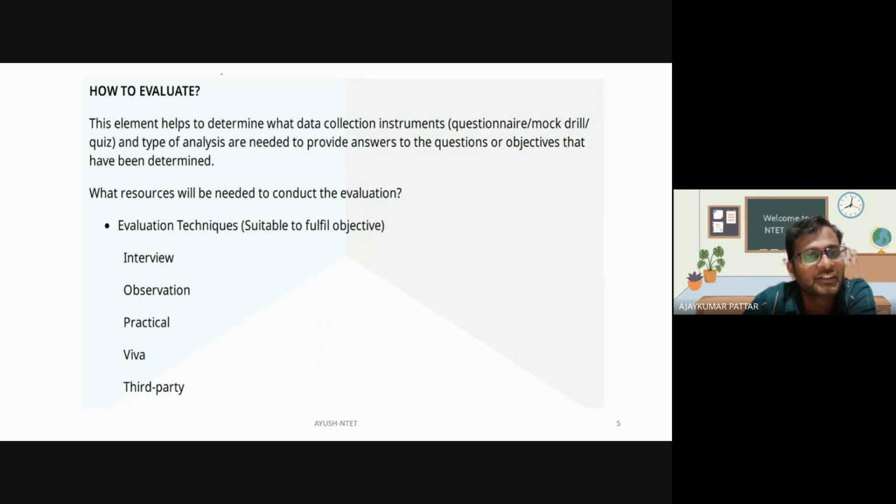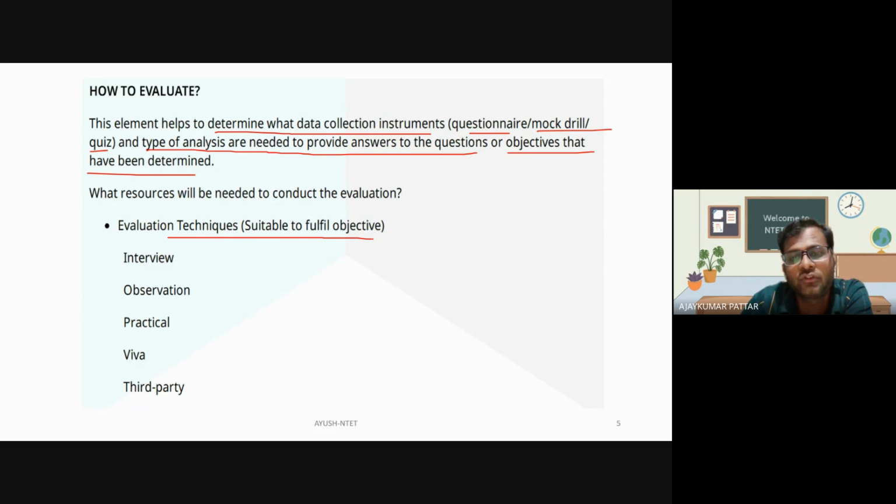So how to evaluate? These elements help to determine what data collection instruments, whether we are taking questionnaires or mock drills, and what type of analysis is needed to provide answers to the questions or objectives that have been determined. How to evaluate? These are the evaluation techniques suitable to fulfill the objectives. Different techniques are there for the question of how to evaluate. For example, you can take an interview, simple observation, practical examinations, viva, or third party evaluations.